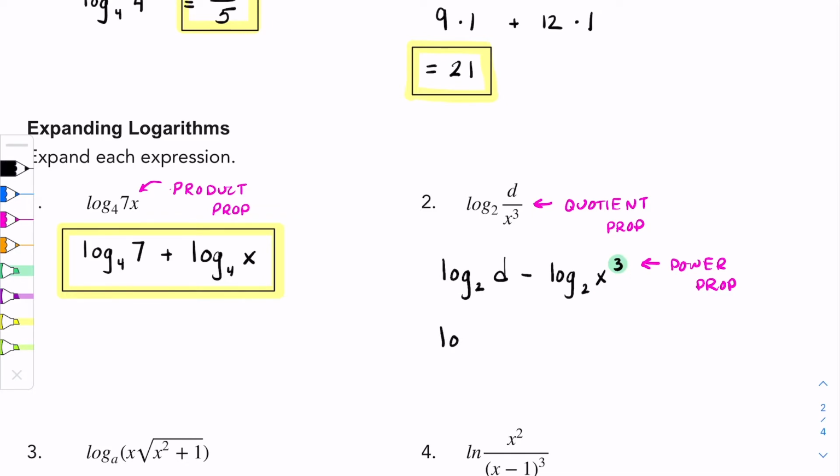Your final answer is log base 2 of d. This value of 3 is going to become our coefficient, so minus 3 times log base 2 of x.